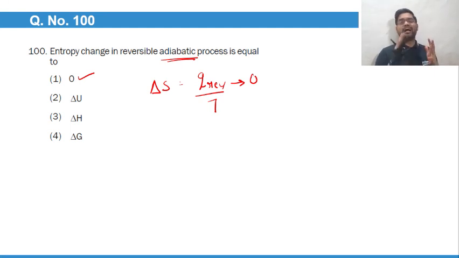So guys, that was all the questions that came in your LTC MPL chemistry paper for your weekend test 17. I hope you must have understood how to solve each and every question. Yes, most of the questions were memory based, but that's what you need to do. You have to read the NCERT book thoroughly.